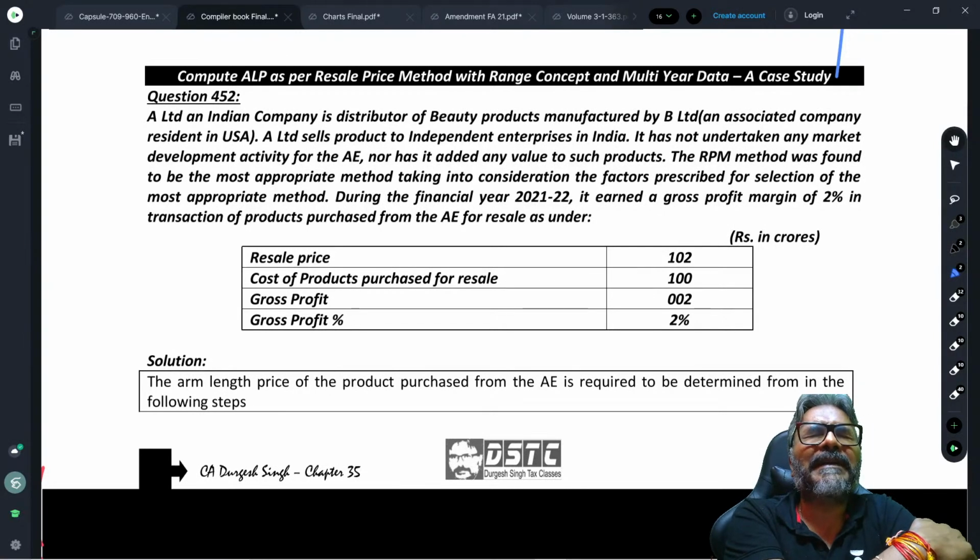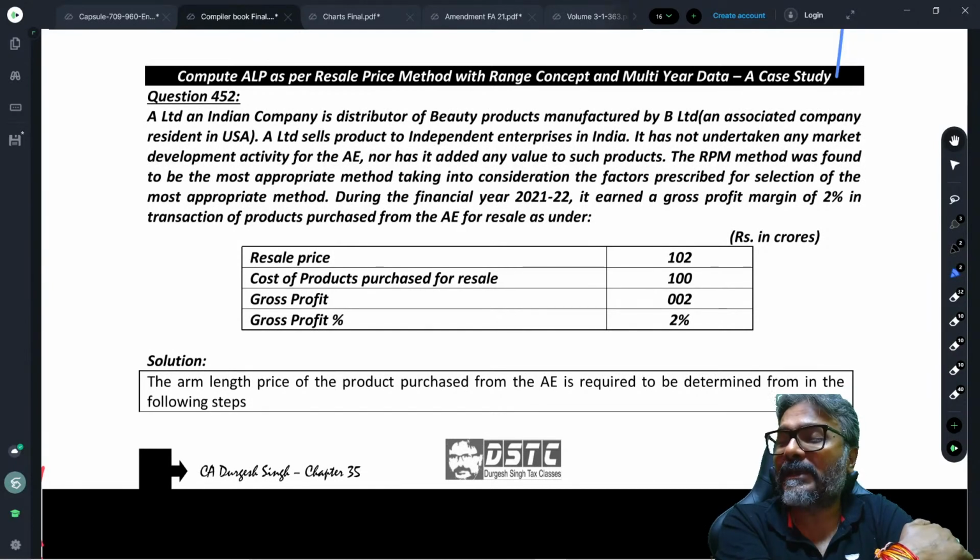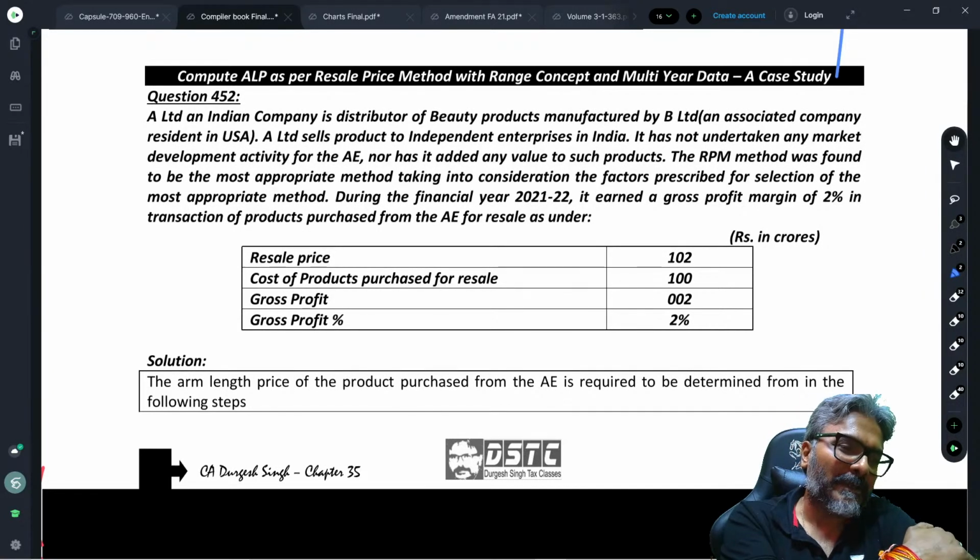So if the 3 years data come together, then these exceptional factors, students, will be taken care of, isn't it? And that is the reason why this particular multi-year data is to be considered whenever the three methods are in operation, and the three methods are cost plus method, resale price method, and the transaction net margin method. Is that point clear to you?